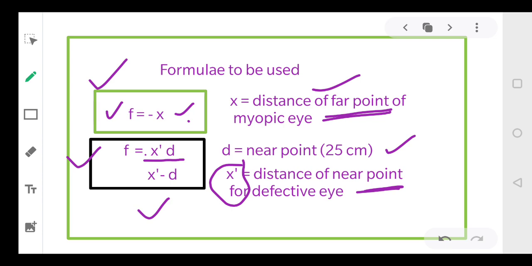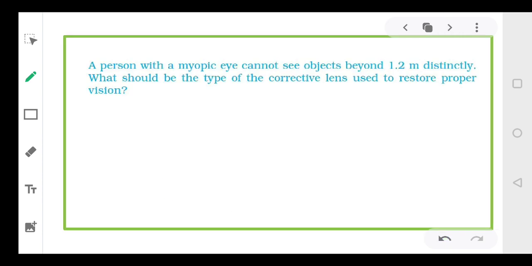Let's take the first numerical. A person with myopic eye cannot see objects beyond 1.2 meters distinctly. Just focus on the question. What should be the type of corrective lens that is used to restore the proper vision? I hope you have understood the question.